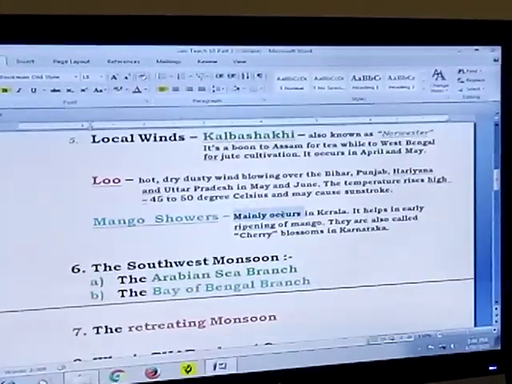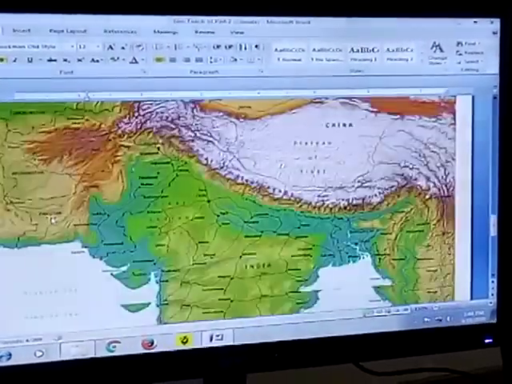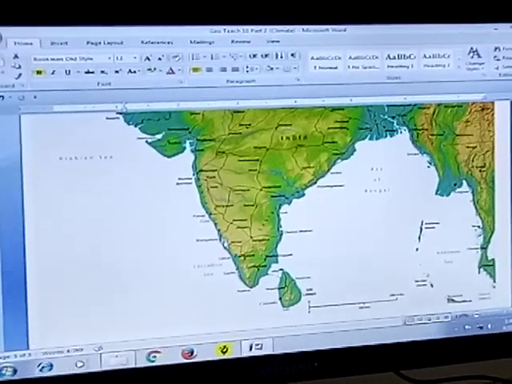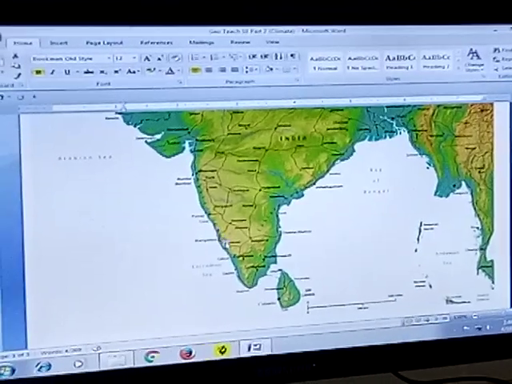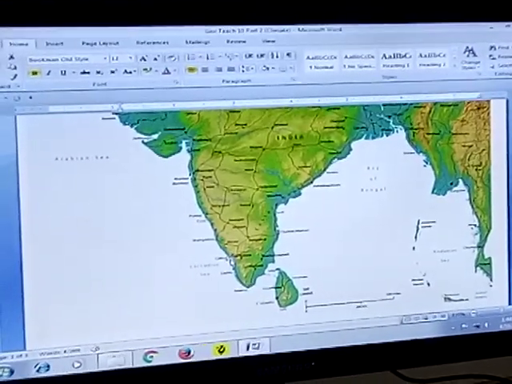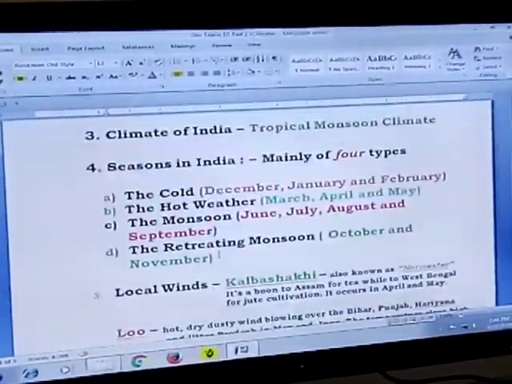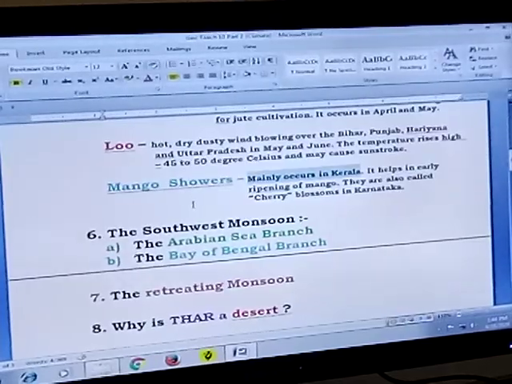It mainly occurs in Kerala and some western parts of the Western Ghat. This is Kerala, and some western part of the Western Ghat. Now, why should it be called the mango showers?